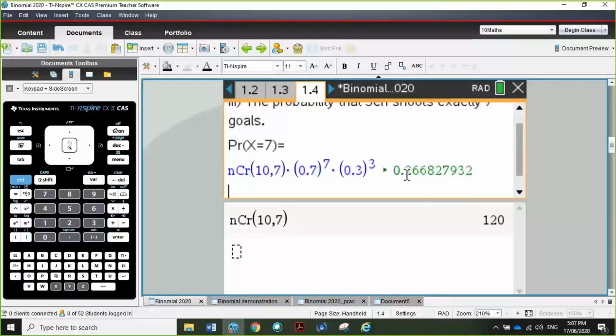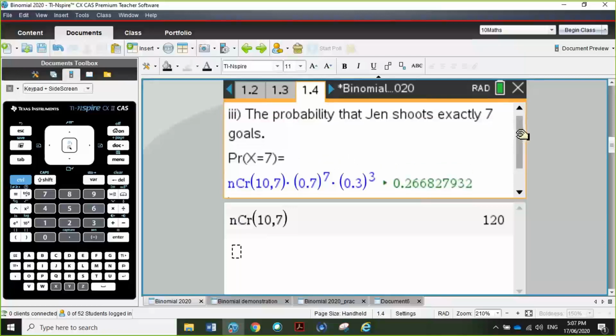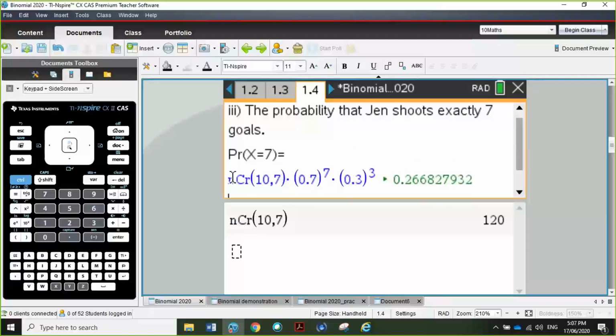Again, read the question carefully because it will tell you how many decimal places to round your answer to. So how did we come up with this? This was the combination. This was the probability of success to the number of successes. This was the probability of failure. I knew it was 0.3 because I know that if there's only 2 possibilities and the probability that she scores is 0.7, then I would subtract 0.7 from 1 and get my probability of failure to the power of this value here.